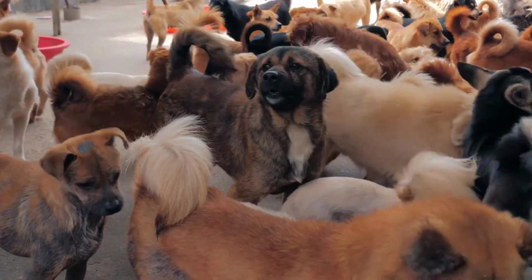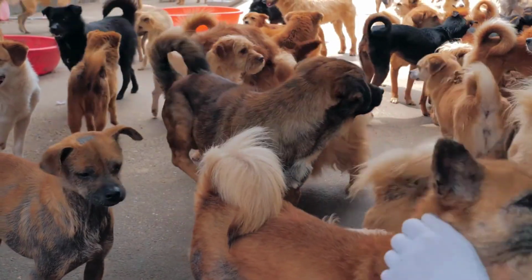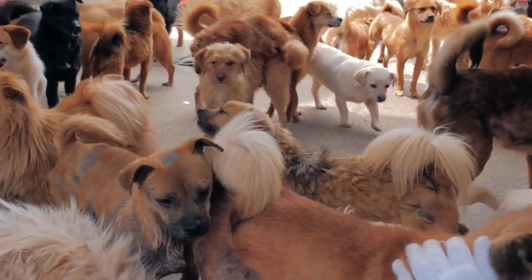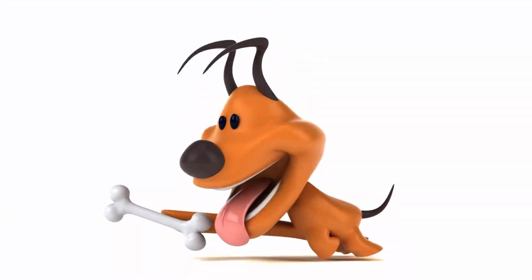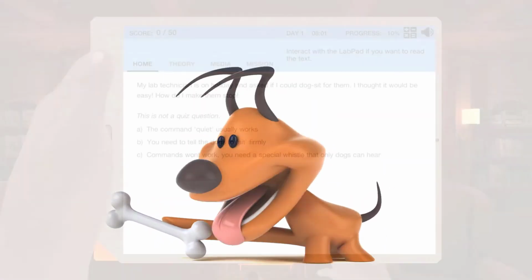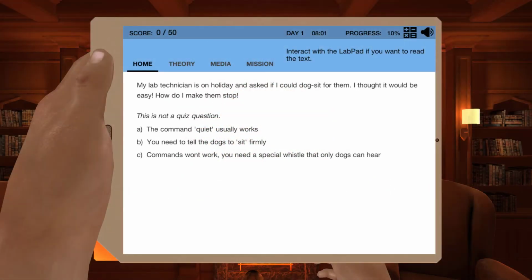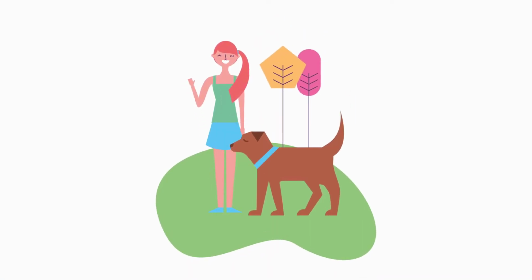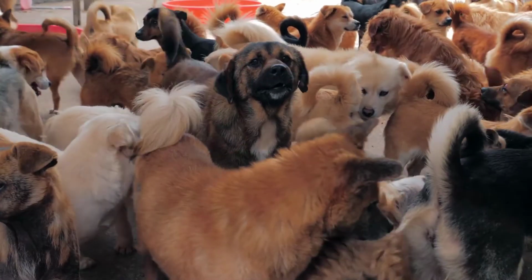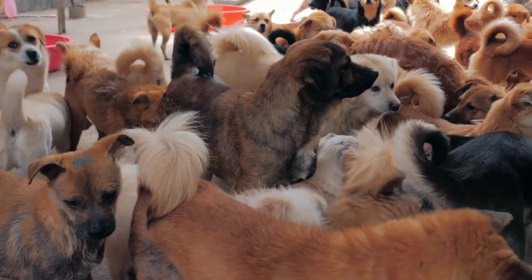I'm embarrassed to ask for help, being an all-powerful AI, but I'm in something of a pickle. My lab technician is on holiday and asked if I could dog sit for them. I thought it would be easy. How do I make them stop? Thank goodness for that. I searched every publication on canine genetics and psychology for an answer, but none of it applied to this situation. I learned so much trying to figure out how to stop the barking.